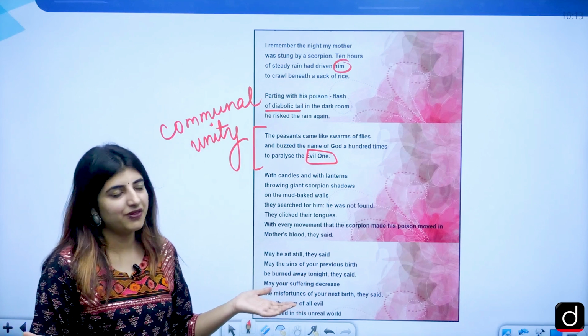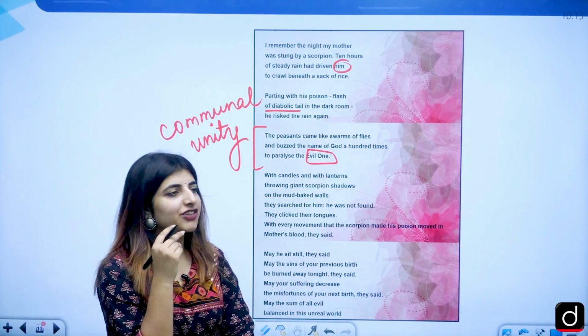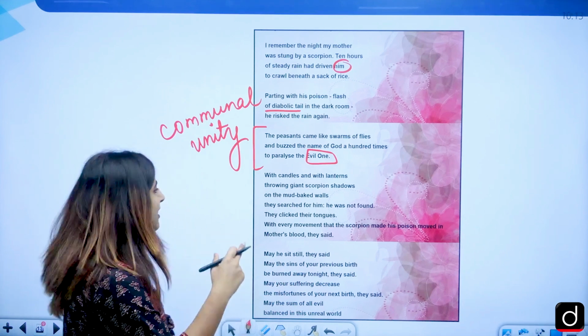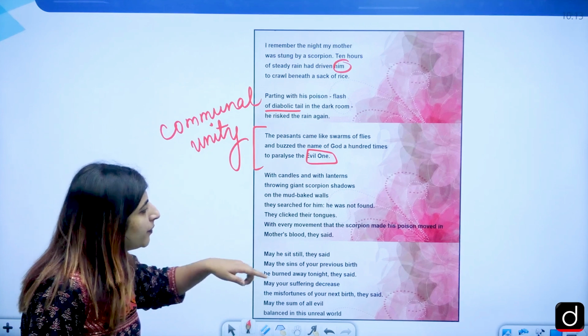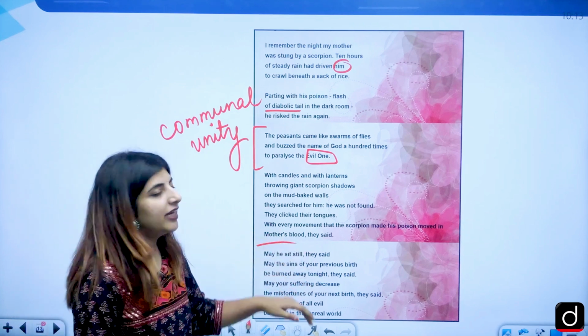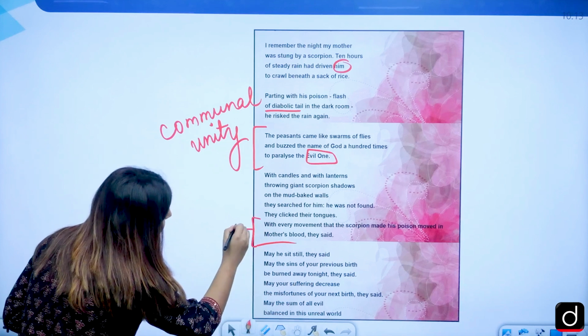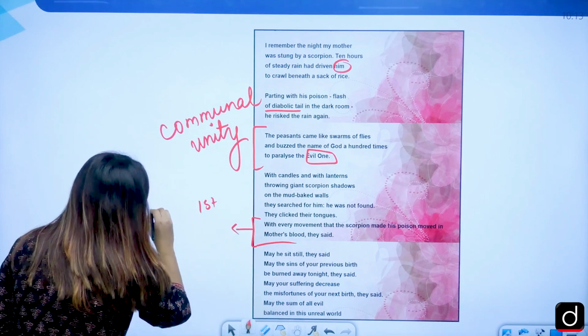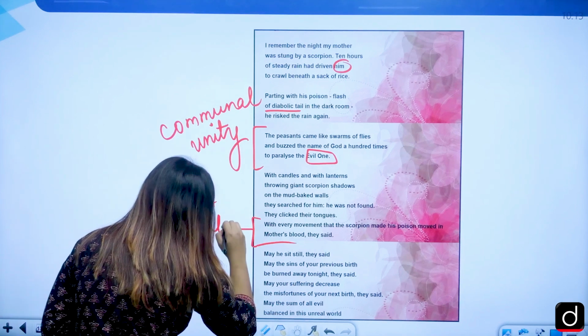He was not found. They clicked their tongues. What do we mean by clicking their tongues? ऐसे करना, right? They clicked their tongues with every movement that the scorpion made. His poison moved in mother's blood, they said. So this is the first instance of what? Superstition.